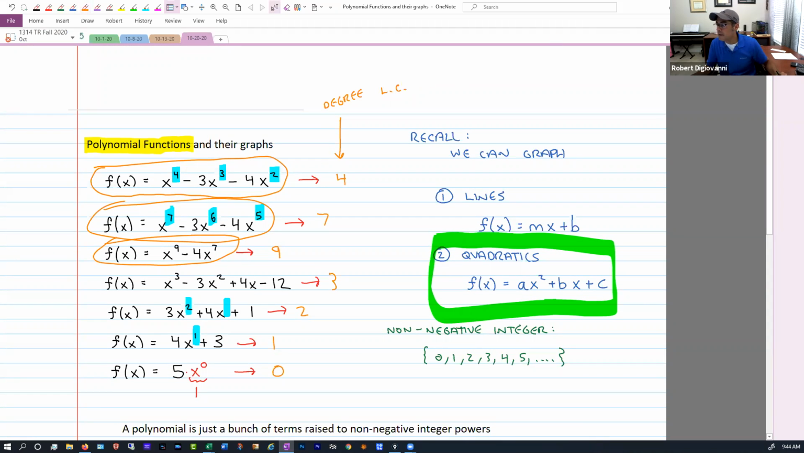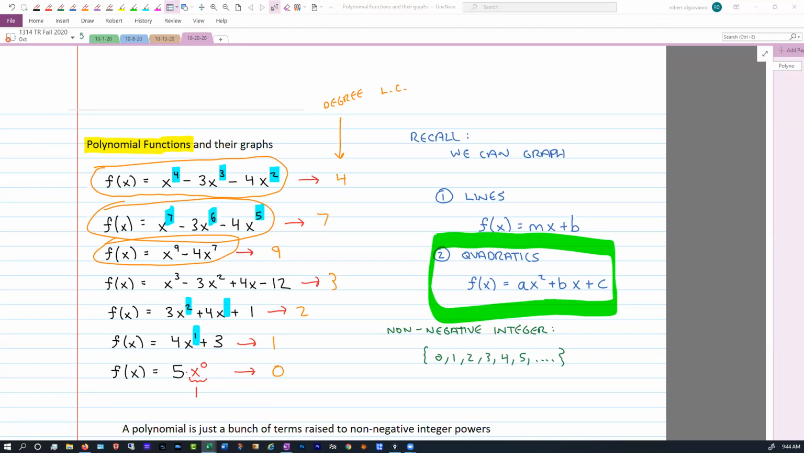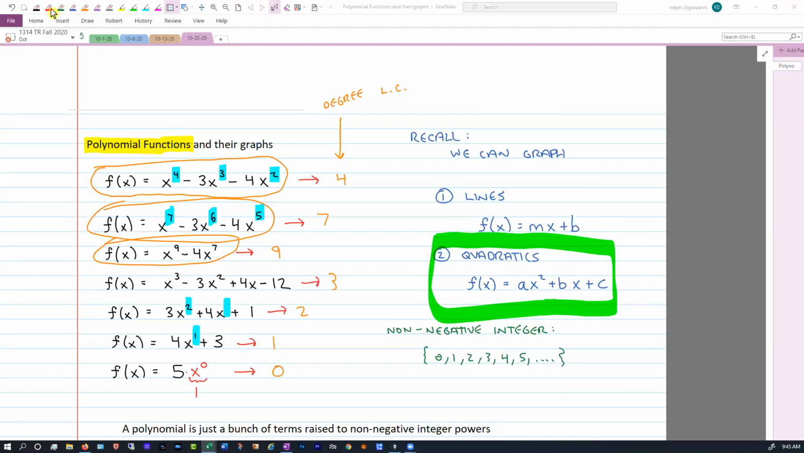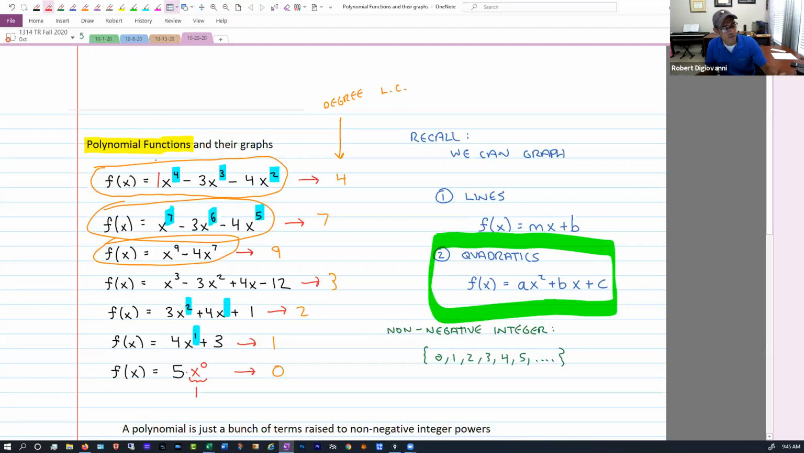So let's see here. How about Beth? Beth Rodriguez, you around today? Yes. Okay, Beth, can you tell me what the leading coefficient is for this first one? What is the number that you see in front of the highest power of X? 1. 1. Now it's hidden, right? It's really a 1 here. Everyone see that? So the leading coefficient here is 1.